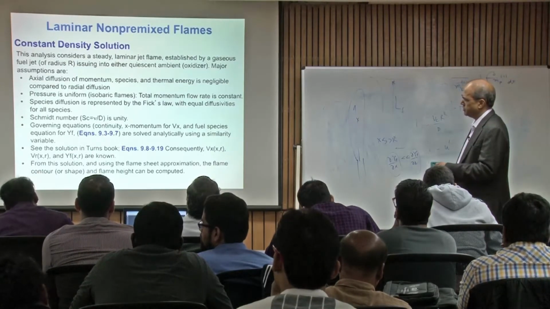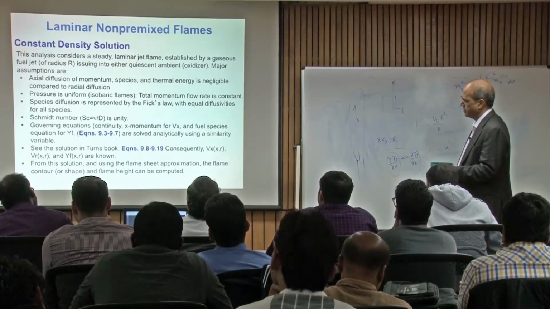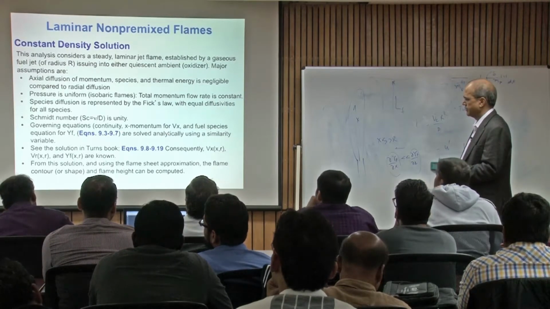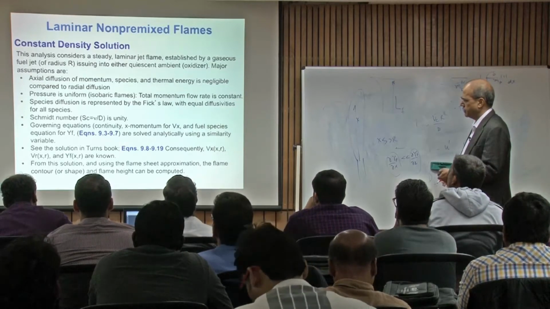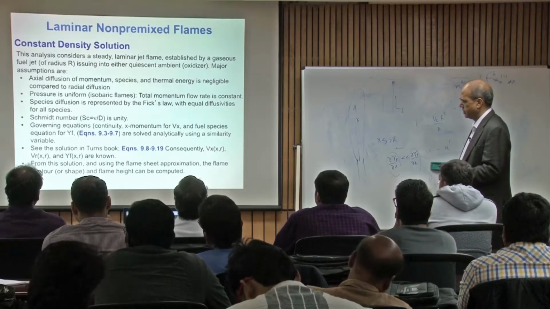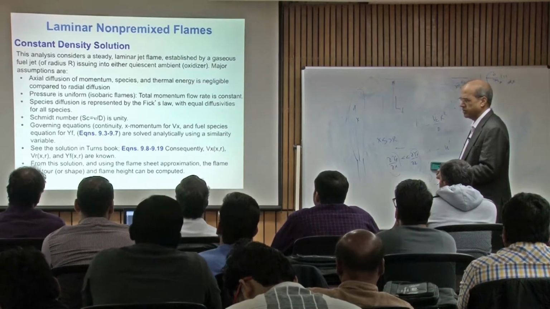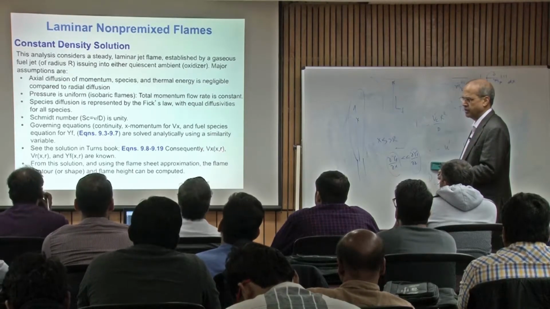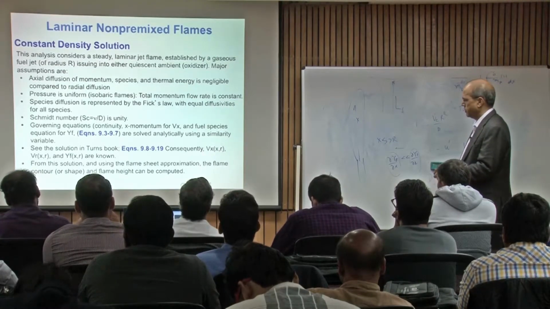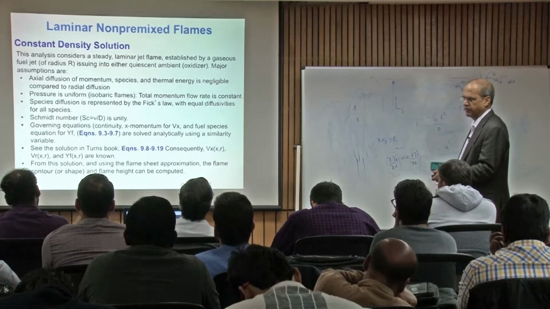So, using these assumptions for a non-reacting constant density jet, there is an analytical solution. We will discuss that analytical solution. The solution is given in several textbooks, even fluid mechanics books. Basically, that solution will give us the V_x velocity, the axial velocity, as a function of x and r. So x is the axial coordinate and r is the radial.